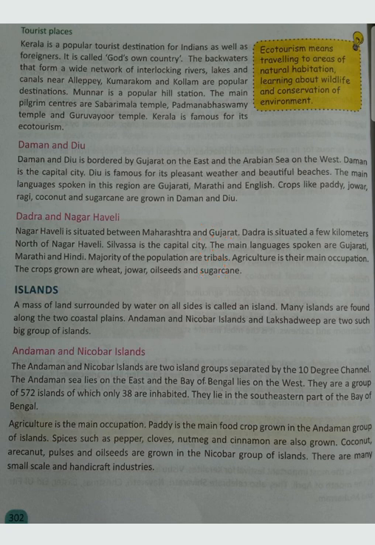Okay. So many islands are found along the coastal plains. Andaman and Nicobar Islands, you have heard about them, haven't you? So the main two island groups of India are the Andaman and Nicobar Islands and the Lakshadweep, two such big groups of islands. And remember, the Andaman and Nicobar Island group is in the Bay of Bengal. Then the Lakshadweep island group is located in the Arabian Sea. So remember this.